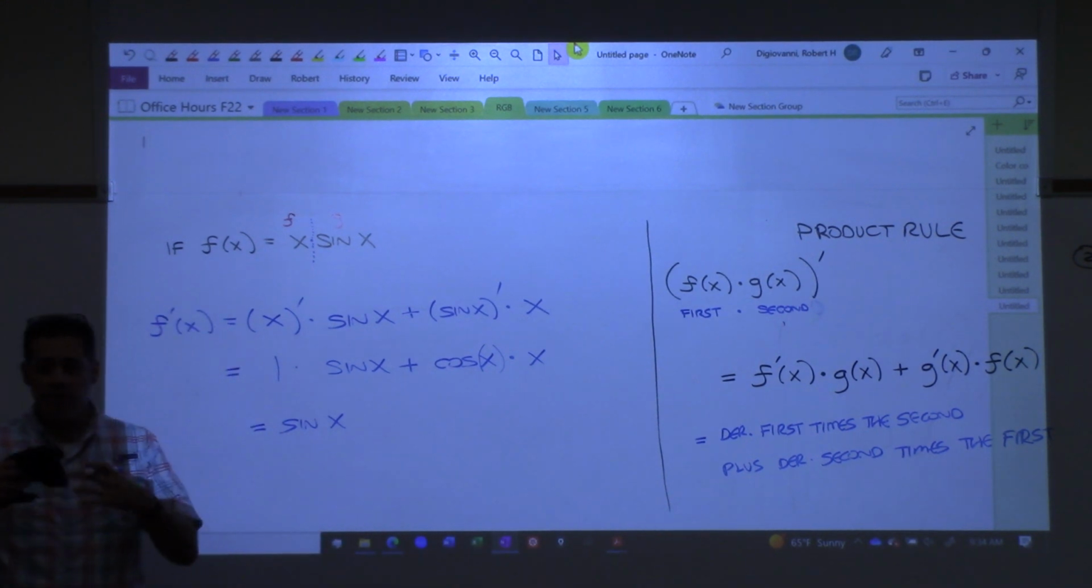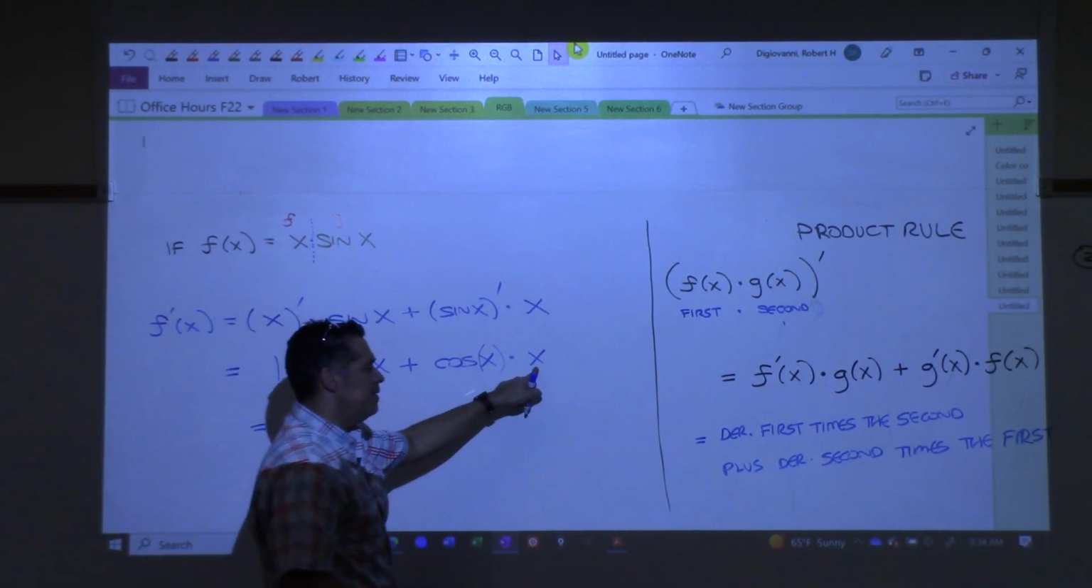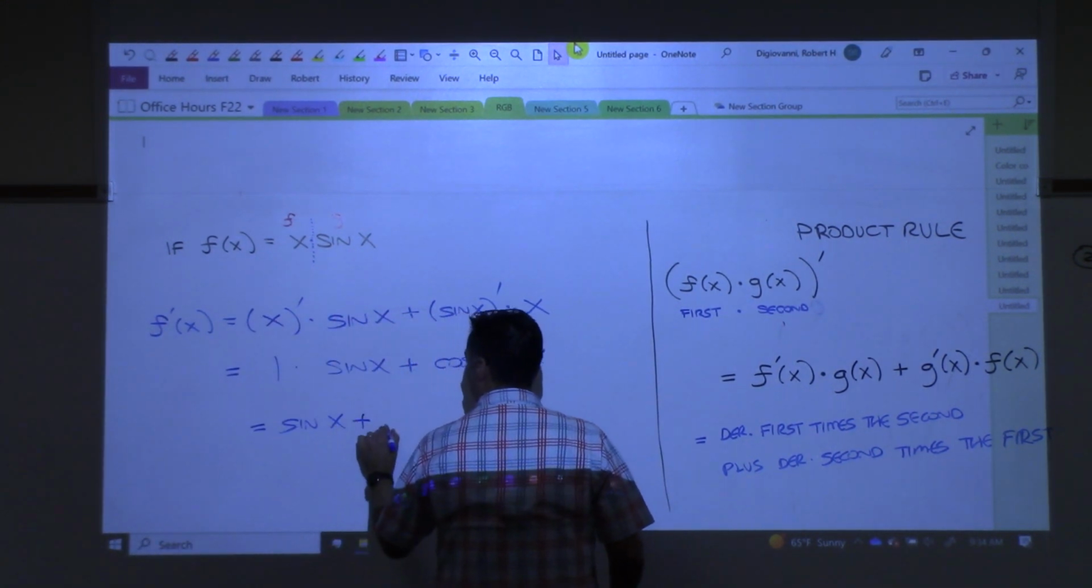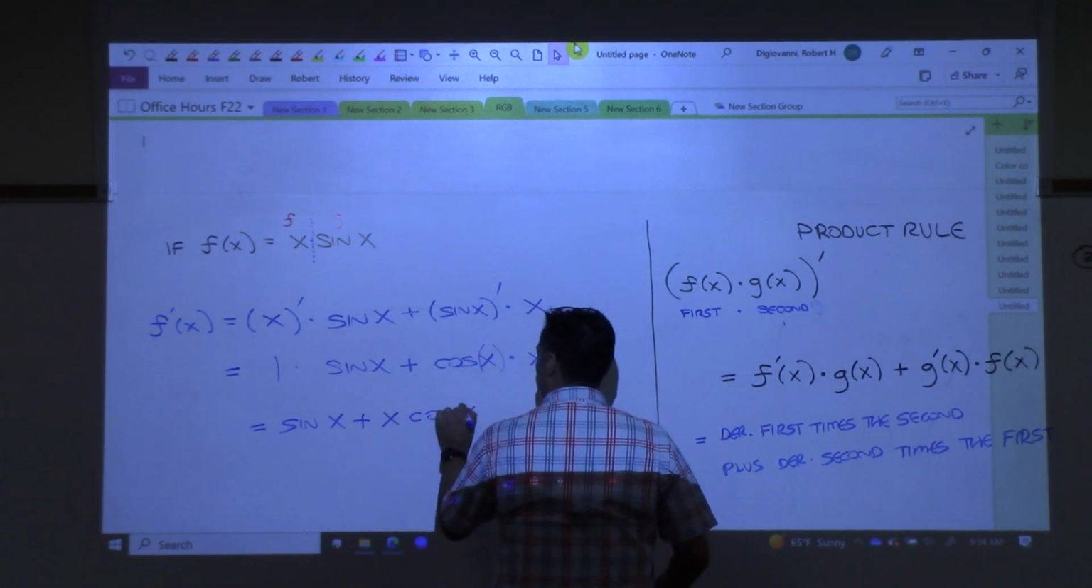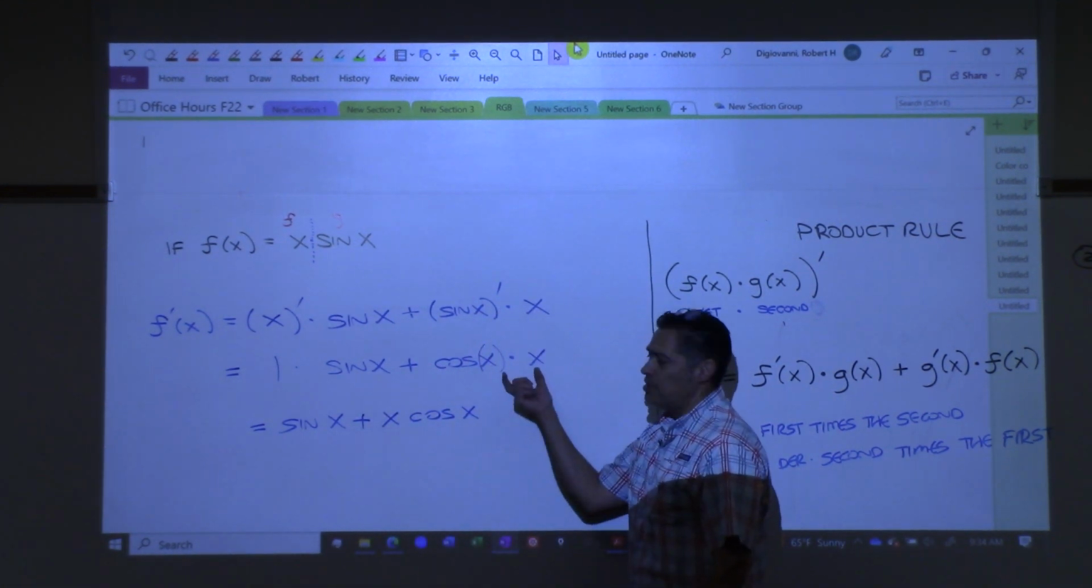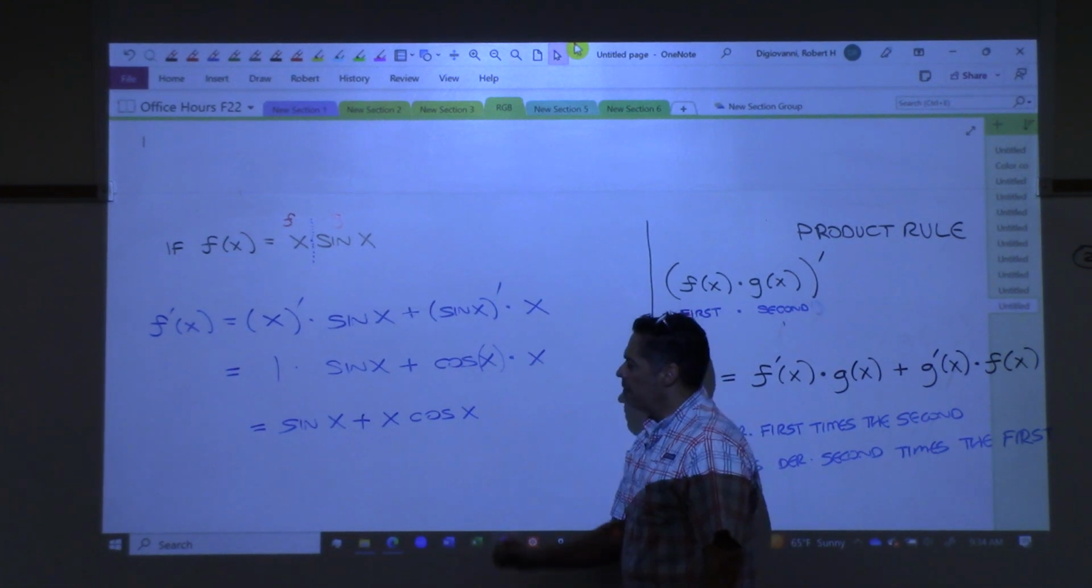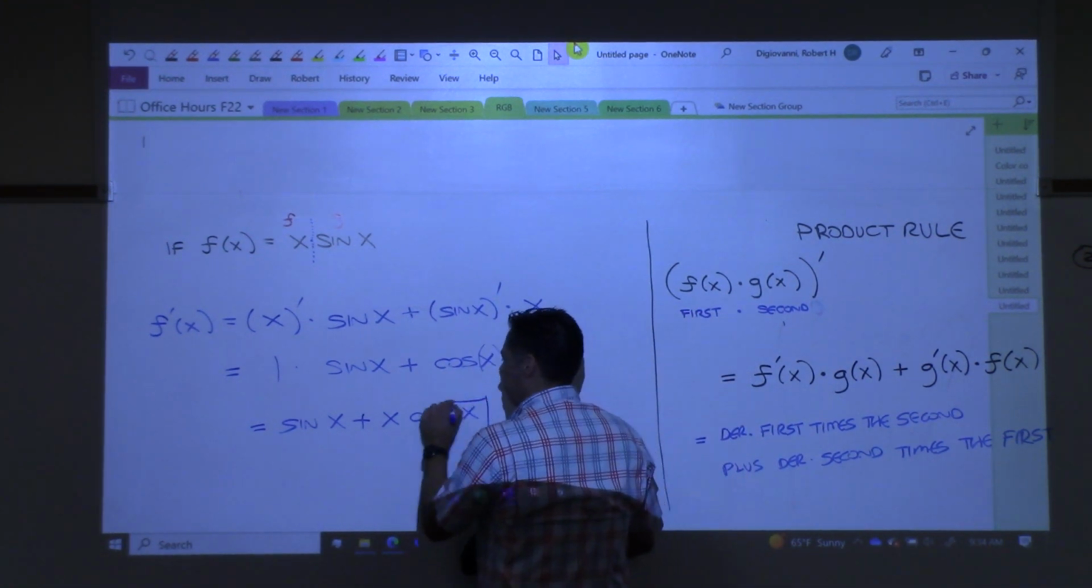So what we do so that there's no confusion is we like to move this x out in front. So I put plus x cosine x. And that way everybody knows that these x's are not together, right? And that's it. That is your answer.